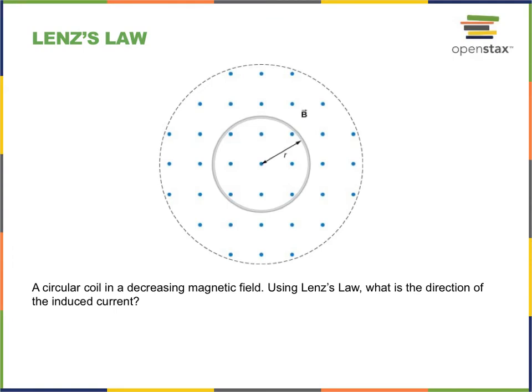We have a coil that's in a decreasing magnetic field. So the magnetic field in this picture is out of the page, but it's getting weaker. The coil that we're talking about is that silver circle of radius r, and within the area of that circle, there's magnetic field coming out of the page, and it's within that circle that we're interested in the magnetic flux. So we know that the magnetic field is getting weaker, so the flux is decreasing.